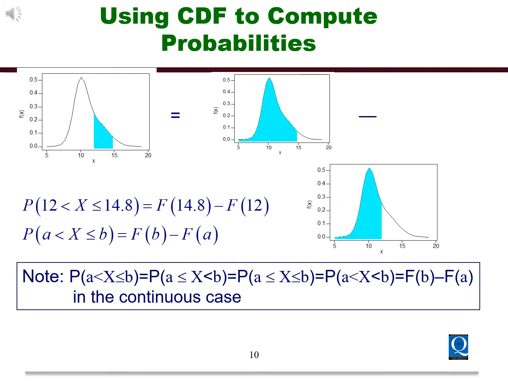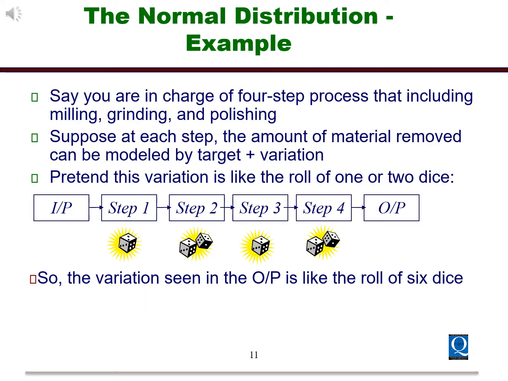First we will talk about the normal distribution. Let's motivate the normal distribution with an example. You are in charge of a 4-step process. With each step, the amount of material removed can be modeled by target plus variation. Now let's assume that the variation is set up like the roll of 1 or 2 dice. This implies that the entire process is like the summation of values on the rolls of 6 dice.